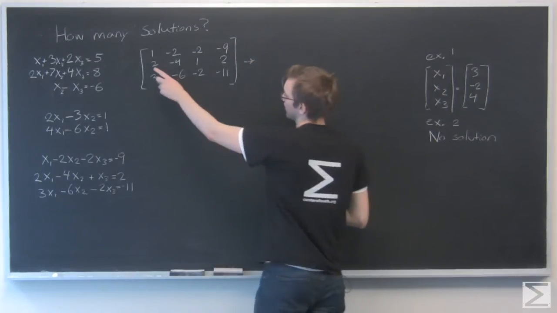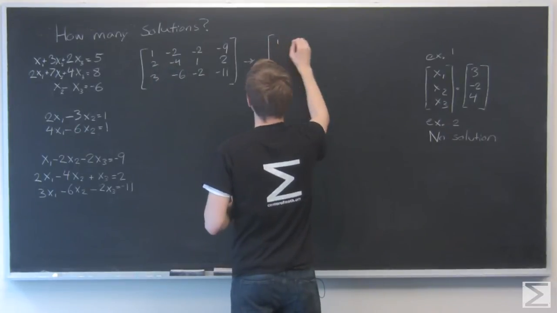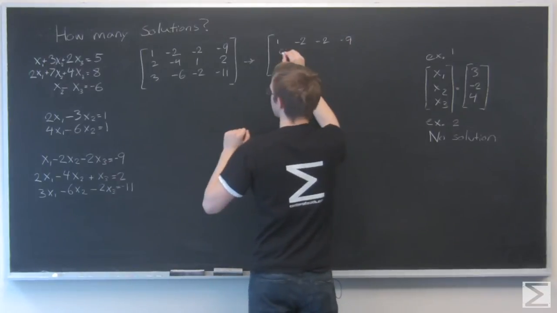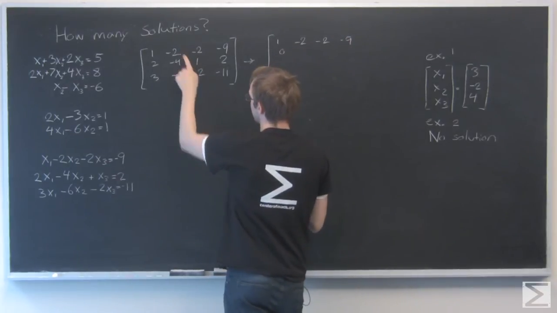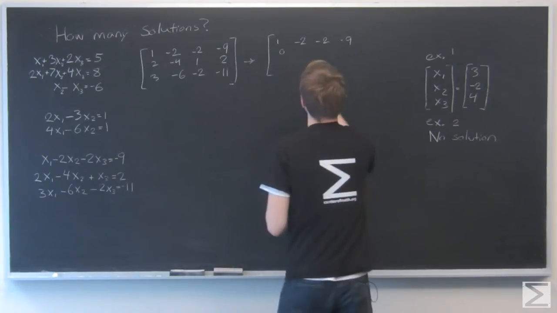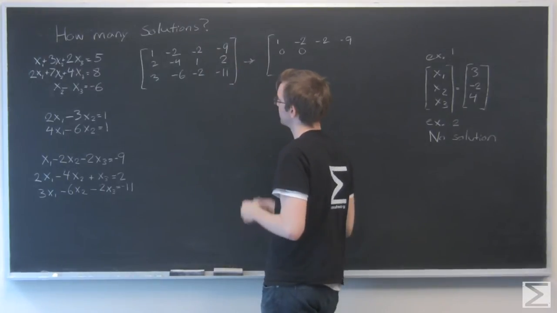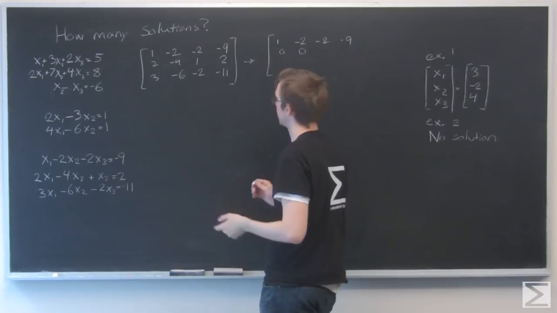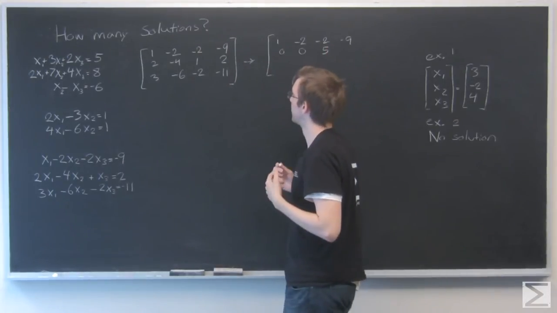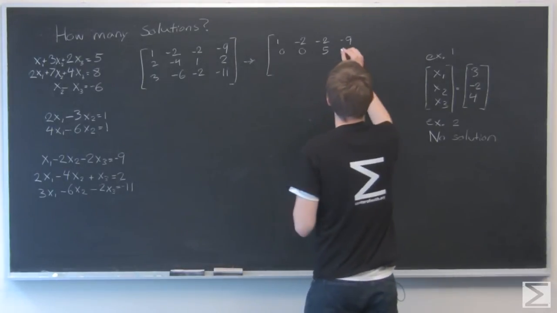Okay, I'm going to take row 2 minus 2 times the first row. That'll be 0, minus 4 minus 2 times minus 2. That's minus 4 plus 4, which is 0. 1 minus 2 times minus 2, that's 1 plus 4, that's 5. 2 minus 2 times minus 9, that's 2 plus 18, that should be 20.